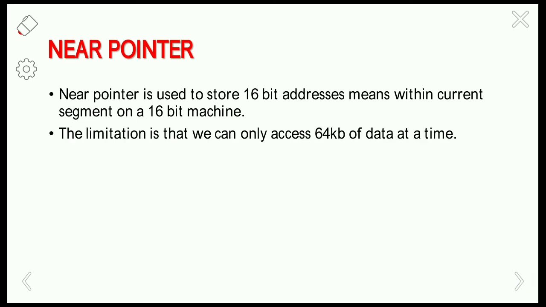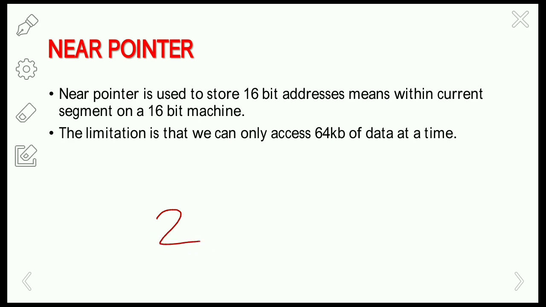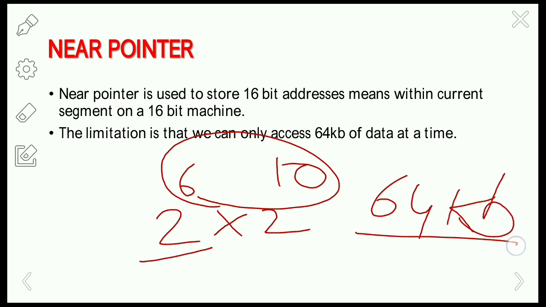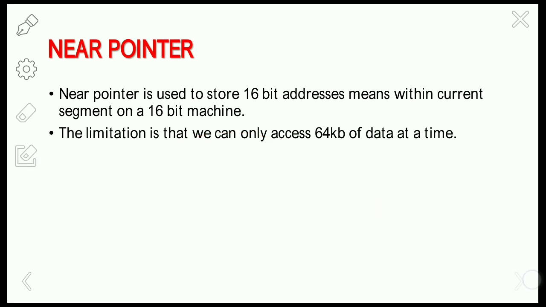So the limitation is that we can access only 64 KB of data at a time. Here, 2 power 6 into 2 power 10 is 2 power 16, that means 64 KB of data. That is the total 16 bits of address, so it is used to store only a 16-bit address. 2 power 6 is 64 and 2 power 10 is KB. So we can access only 64 KB of data at a time here using the near pointer.